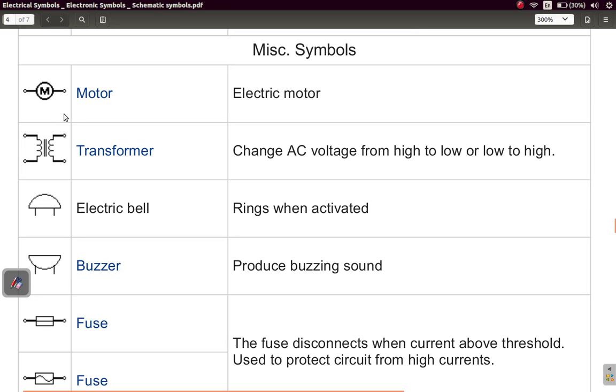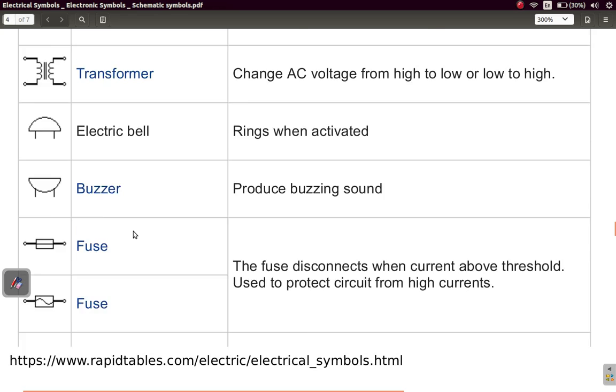Now, the motor, circle with an M in it, and then you have a transformer, right? It changes voltage from high to low or low to high. When it goes from high to low, it's a step down transformer. From low to high, it's a step up transformer. The transformer basically changes voltage, right? Step it up or step it down.